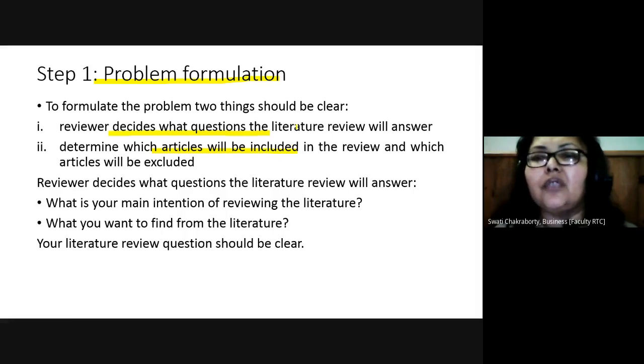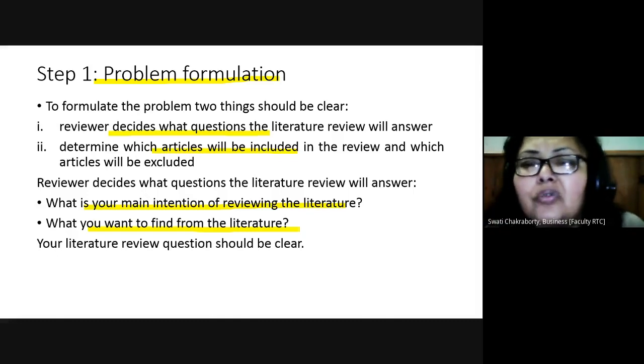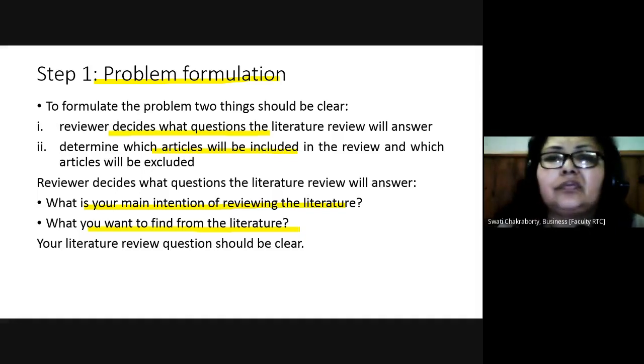When we talk of the questions, what questions? First, what is your main intention of reviewing that literature? And what do you want to find from that literature? What do you want to find there? So your literature review question should be very clear.